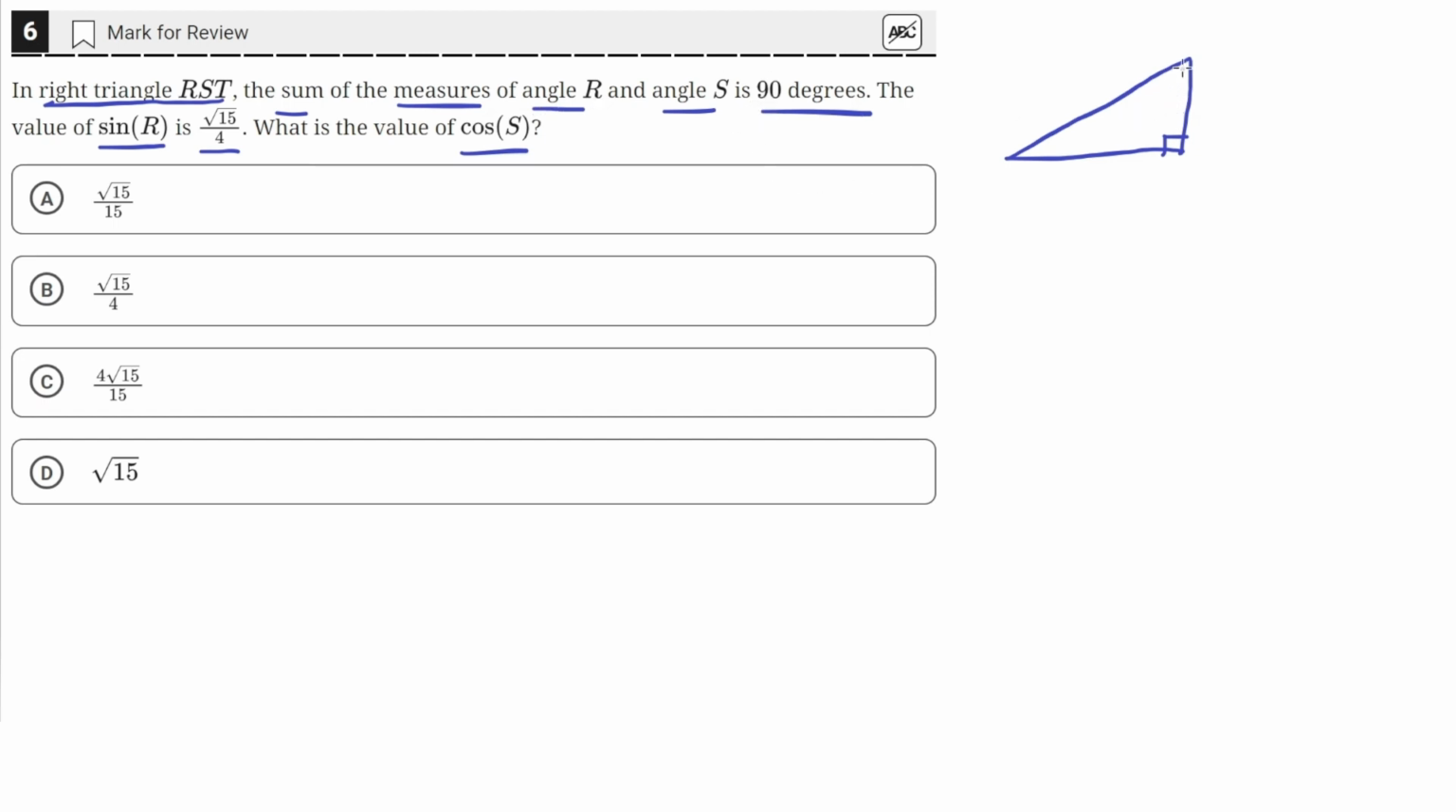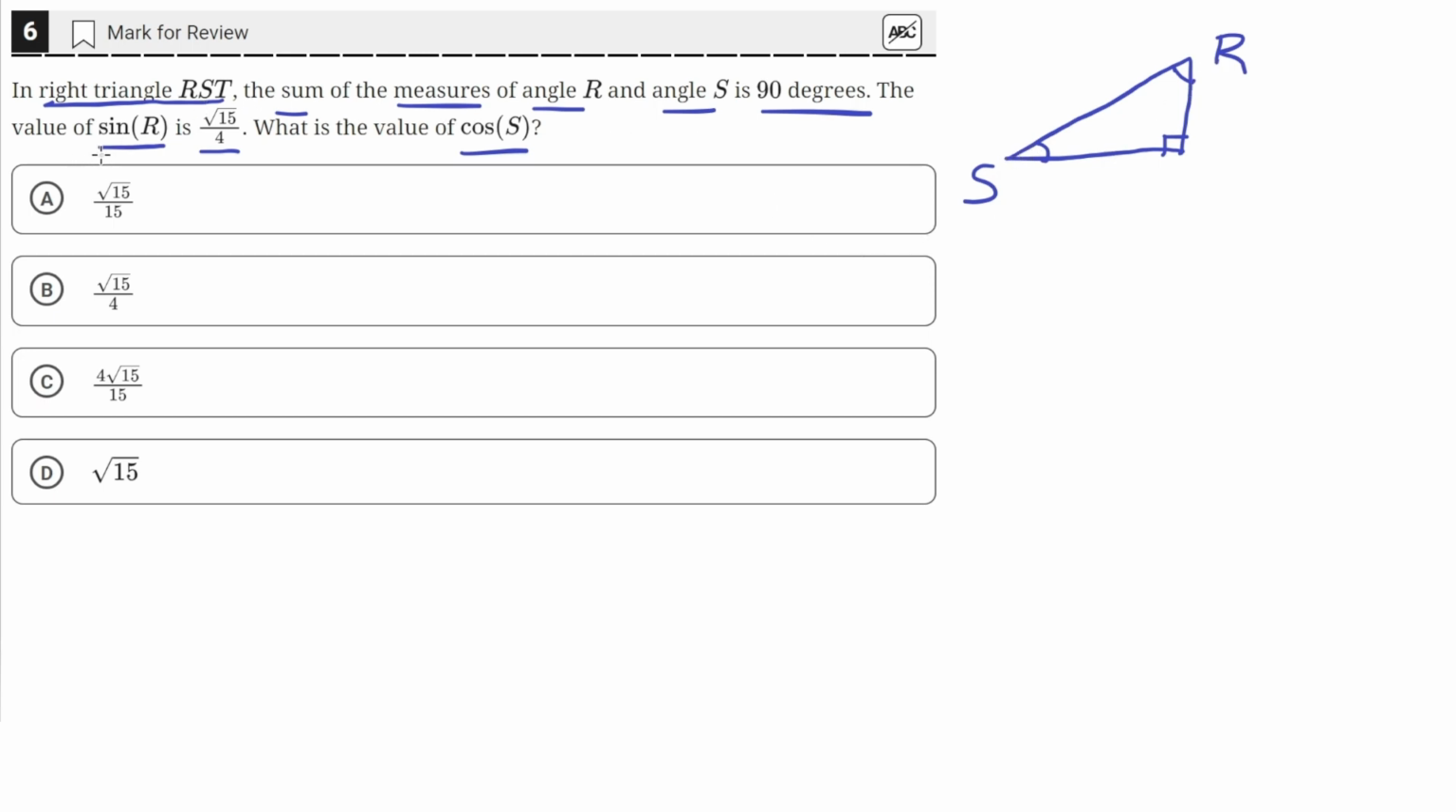And since it's a right triangle, it means that R and S must be these two angles here. You could swap them around, it won't really matter. Because R and S add up to 90 degrees, it has to be one of these. R and S have to be either of these two angles, because if it was this angle in here, this is already 90 degrees. So that would be saying the other angle is 0 degrees. And in that case, we wouldn't have a right triangle. So, okay, so let's make S this angle and R this angle.